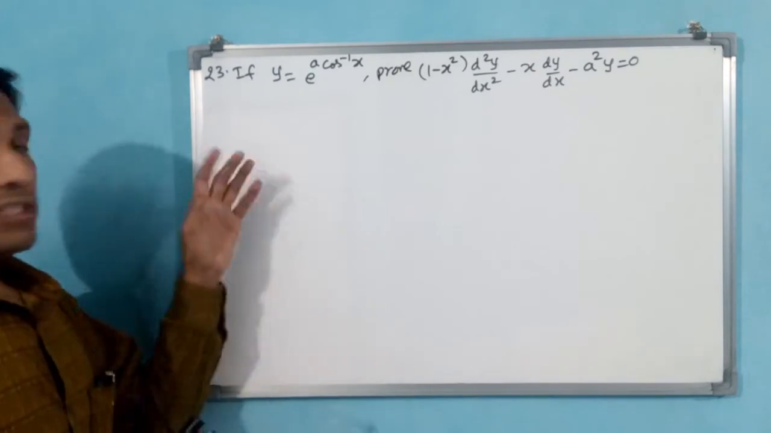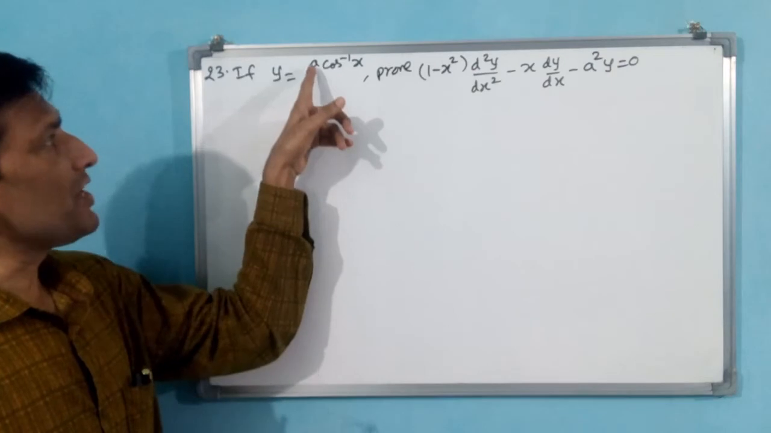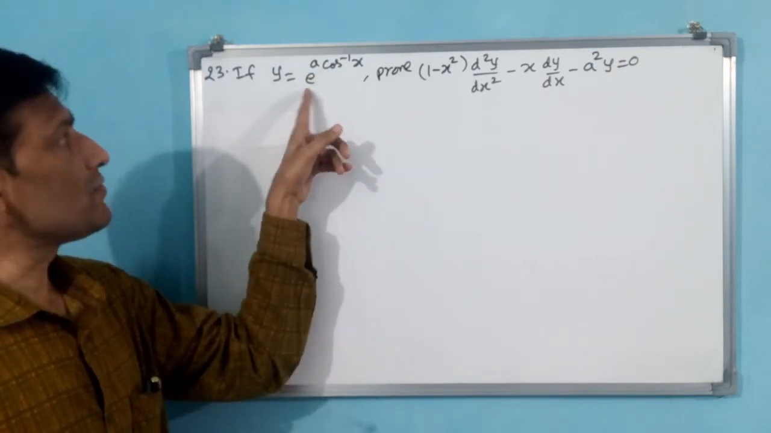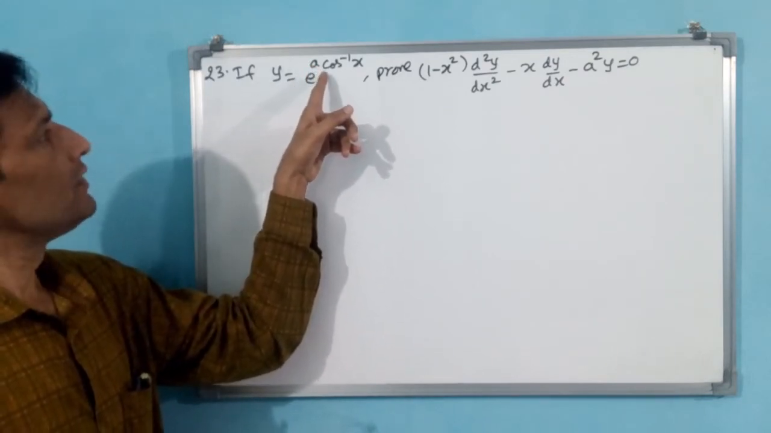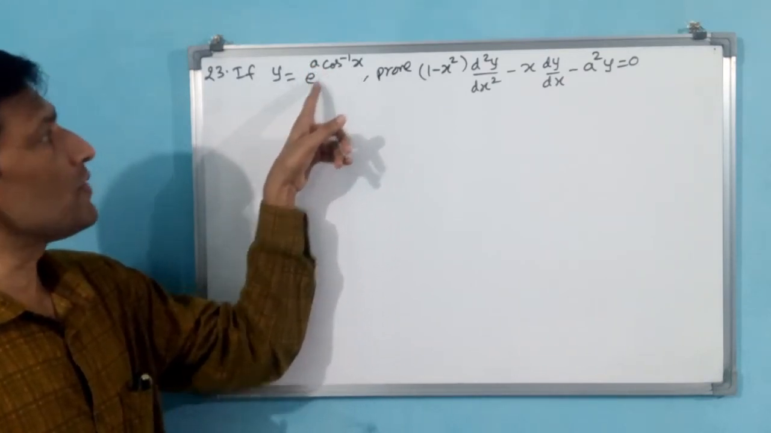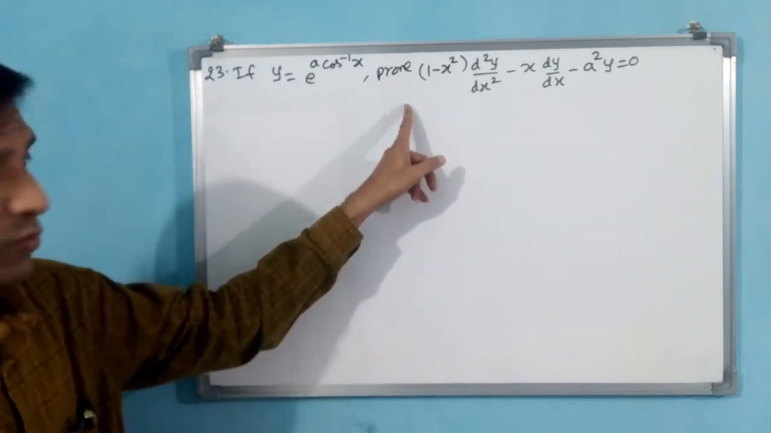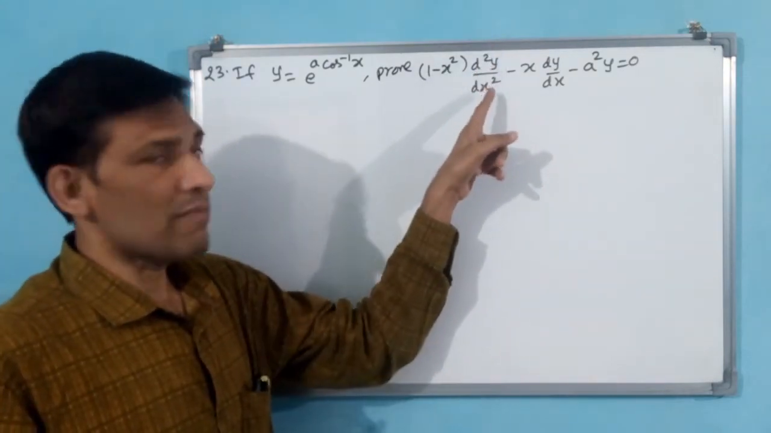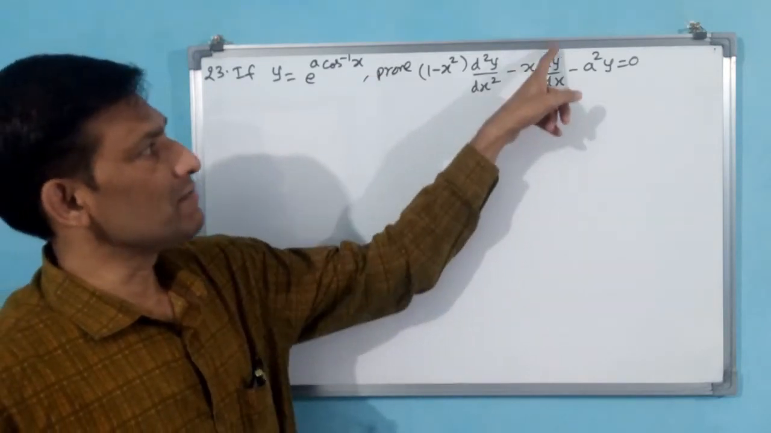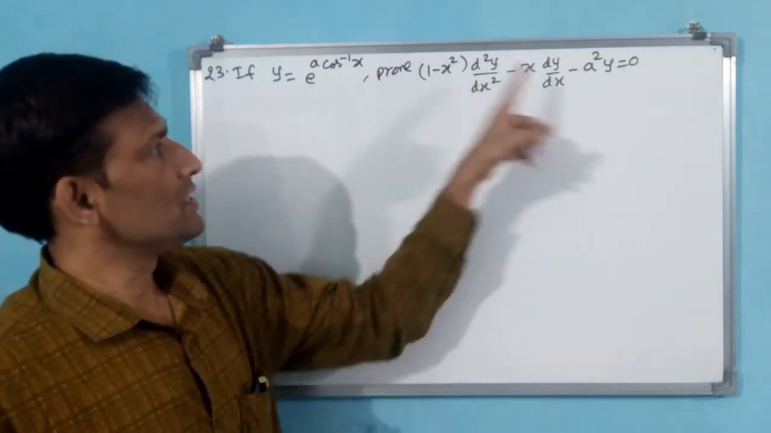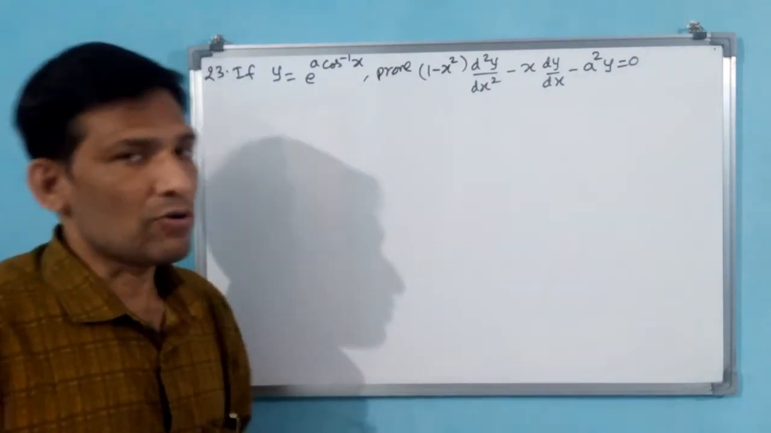Okay, see the 23rd question. If y is equal to e power a cos inverse x. Okay, a is a coefficient, cos inverse x is there, e is there. Here two functions are there, inverse function, exponential function. Okay, prove 1 minus x square into d square y by dx square, second order derivative. Why? Because y is this one only. Minus x, first order derivative dy by dx, minus a square into y. Without derivation, you have to multiply like this. We have to do. Okay.